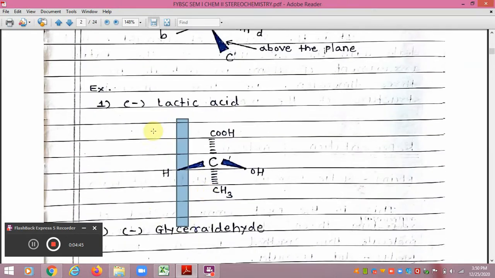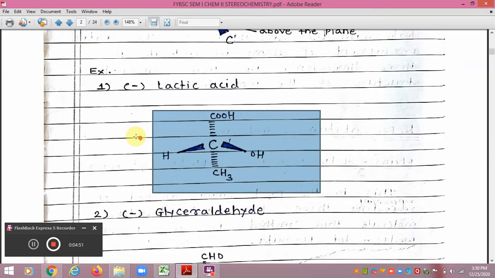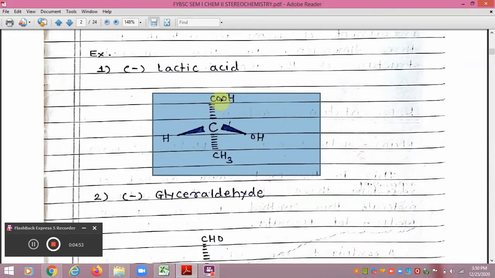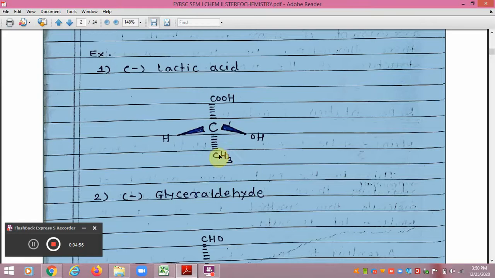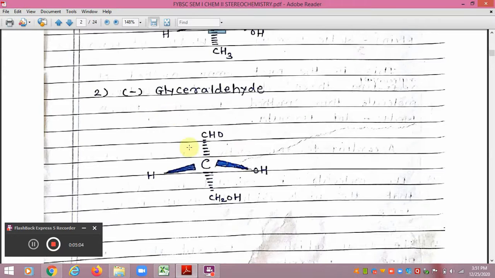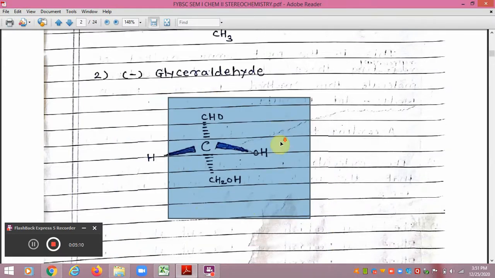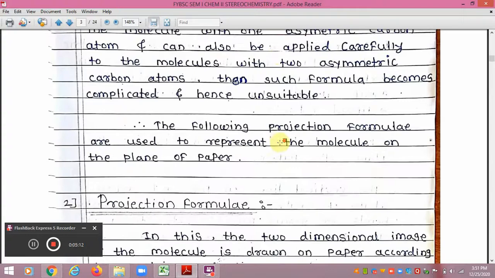Here, one example of this representation is indicated, and that is simply lactic acid. So definitely this COOH and CH3 are present below the plane. Hydrogen and OH are present above the plane, and this carbon is present in the plane. Similarly, the same representation can be shown with the help of another example, glyceraldehyde. This is the simple way.